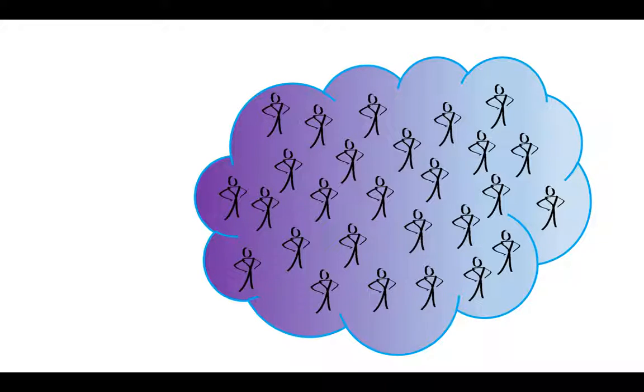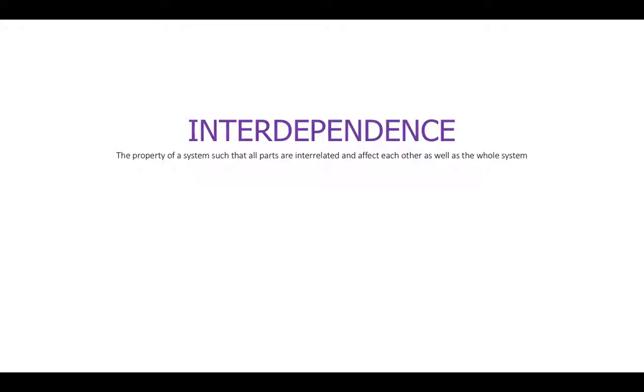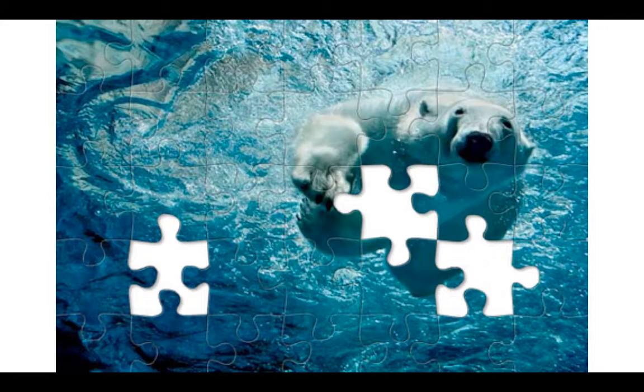See, why the dynamic changes all goes back to interdependence, which is the property of a system such that all parts are interrelated and affect each other as well as the whole system. So when we go back here, the dynamic has changed, and as new people come in, it's going to change again, and change again, and change again. We can think of interdependence almost like missing pieces of the puzzle, right? So interdependently, people work together to contribute to an overall outcome. As with this puzzle, each piece brings a different element, but they're all interdependent.